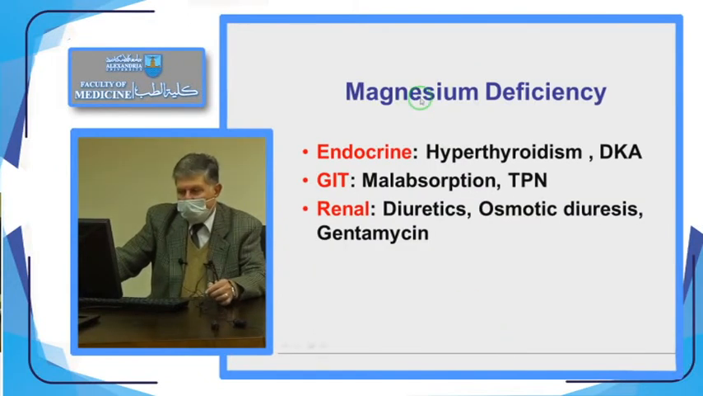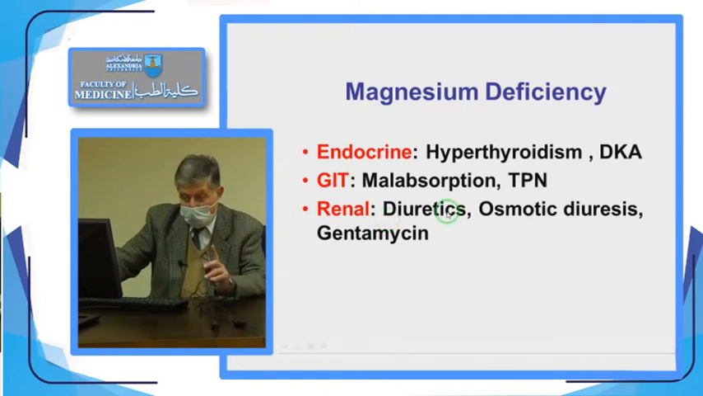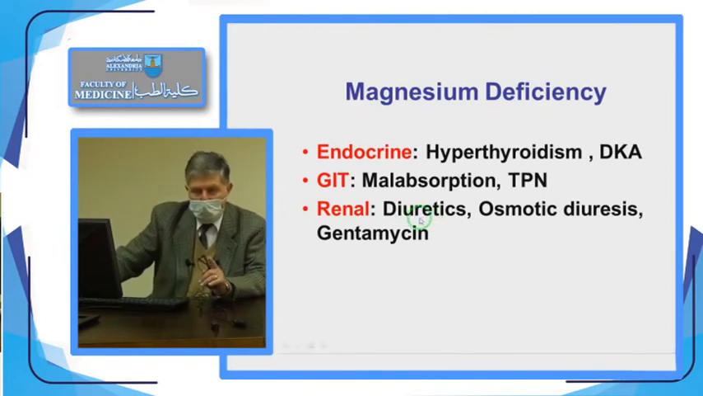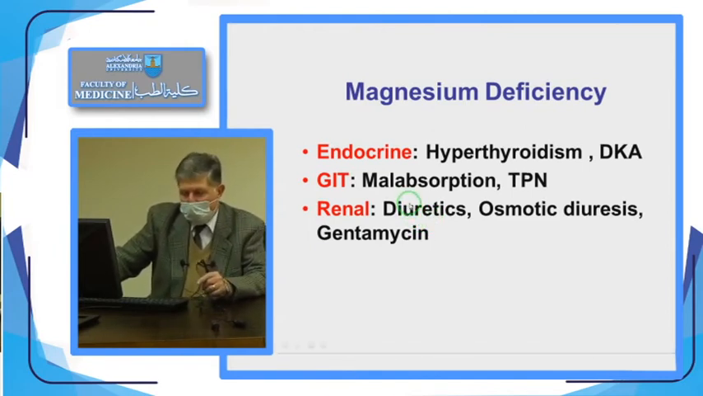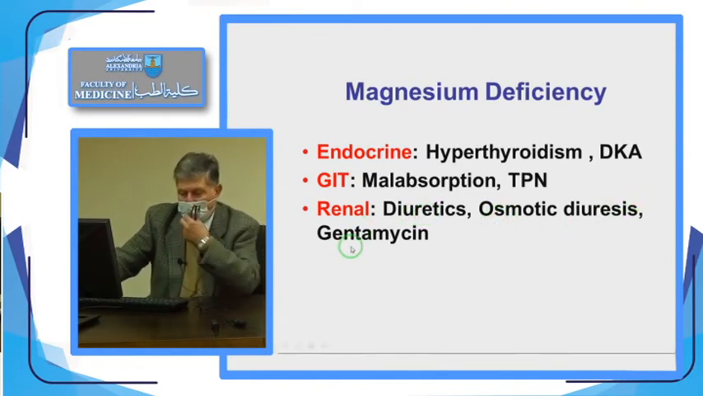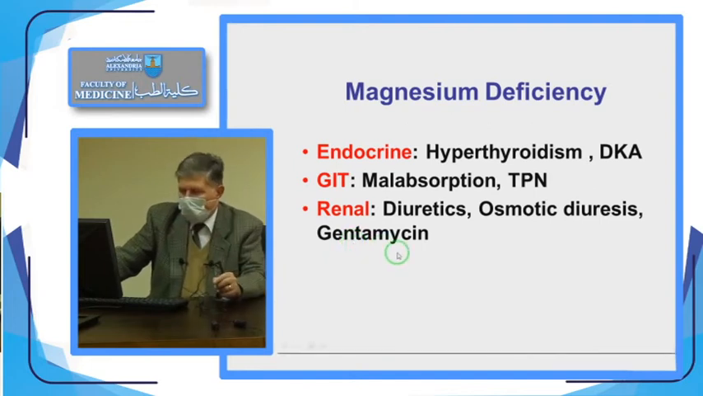The causes of magnesium deficiency can be due to endocrine causes like hyperthyroidism or diabetic ketoacidosis, malabsorption, or total parenteral nutrition if you don't give magnesium. Intake of diuretics, remember, the intake of diuretics will lead to muscle spasm in the patient, not due to hypokalemia. It is due to magnesium deficiency. So what you have to do in a patient on diuretic-induced muscle spasm is to give them magnesium. Osmotic diuretic, of course, and gentamicin, the aminoglycoside antibiotic, also can lead to magnesium deficiency.